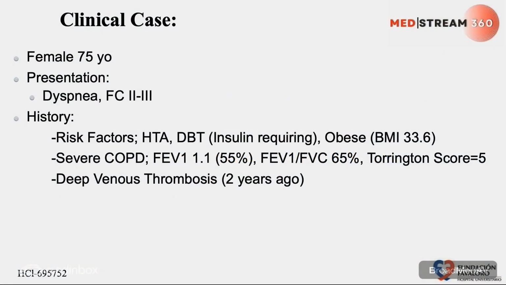So she's a 75 years old lady. She suffers from dyspnea. She has the following risk factors: hypertension, diabetes, also morbid obesity, with a severe COPD with this finding that you can see there. And she also suffered from venous disease with deep venous thrombosis 2 years ago.